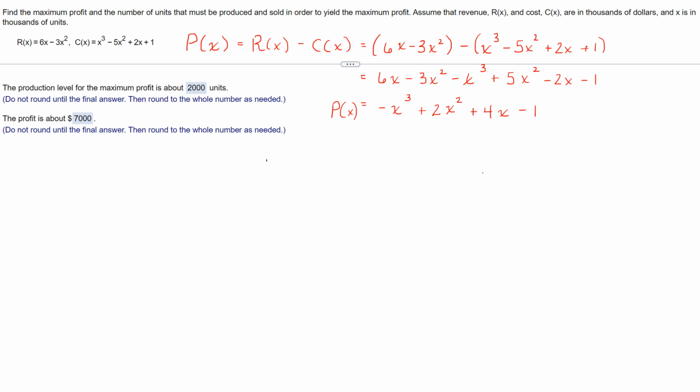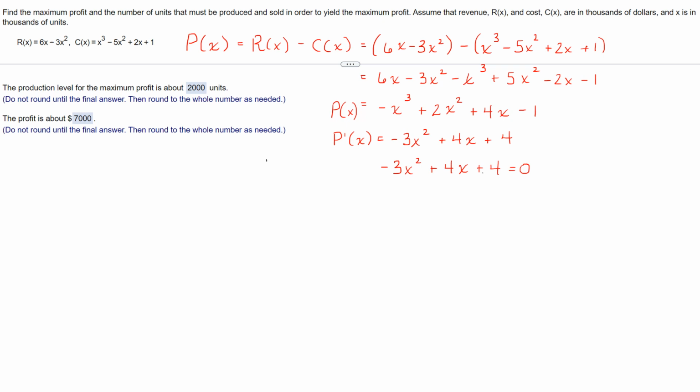I want to find any critical points for that profit. So I want to find the first derivative. That gives me negative 3x squared plus 4x plus 4. And to find the critical values, we have to set that equal to 0 and solve for x.